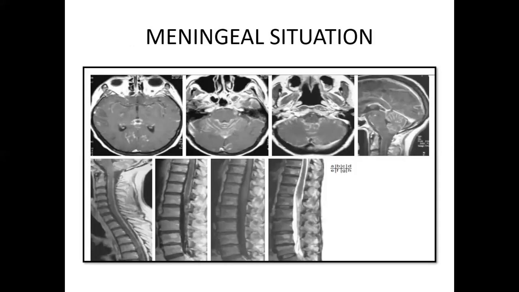Meningeal situation: some tumors or some metastatic lesions have leptomeningeal metastasis. You can see that the meninges are not normal; they are thickened with continuous enhancement. You can see the spinal cord here, the meningeal enhancement. It is mostly seen in metastatic lesions, breast cancer, and some medulloblastomas, where you can see CSF seeding and meningeal metastasis.